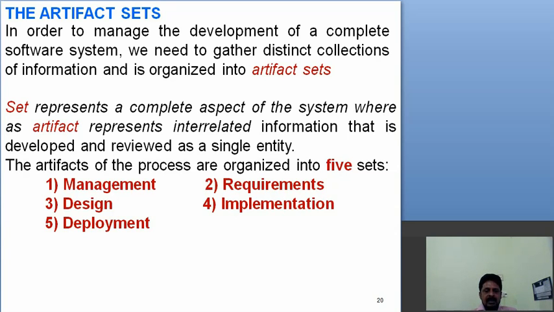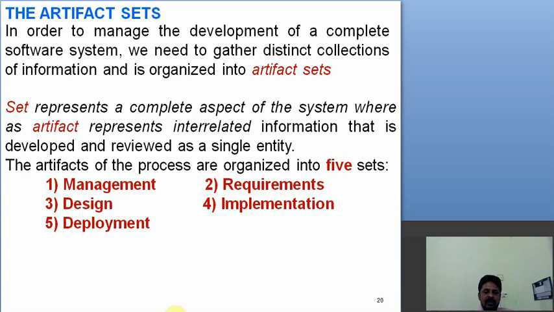Here a set represents a complete aspect of the system, where an artifact represents interrelated information that is developed and reviewed as a single entity. Finally, an artifact is interrelated information of a component that is developed and reviewed as a single entity. So whatever information we collect should be interrelated. After collecting all this information and forming a group, it is called an artifact, because a set represents a complete aspect of the system.